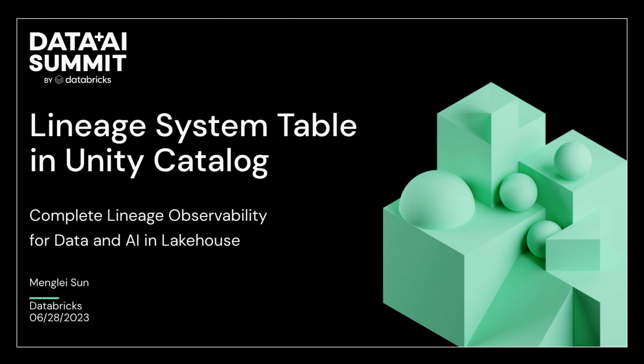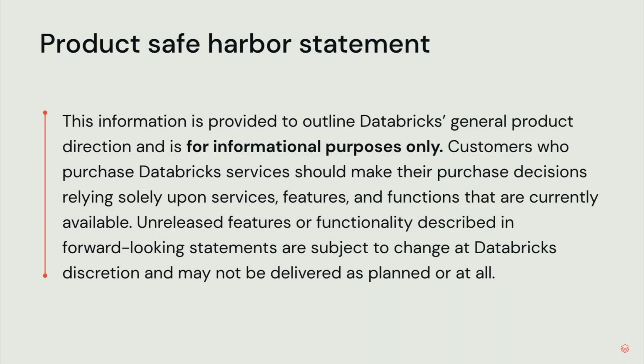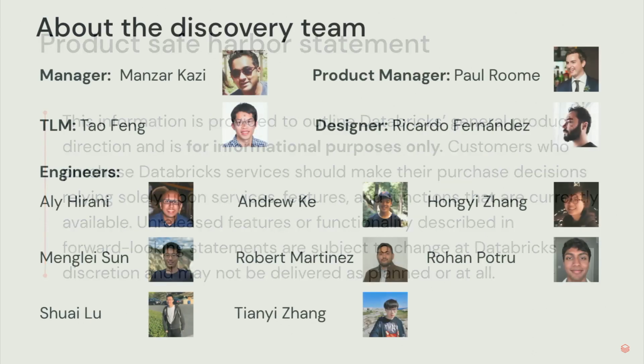Today, my topic is Lineage System Table in Unity Catalog. I'm excited to share our journey towards complete lineage observability for data and AI in Lakehouse. What is lineage system table? What is lineage observability? I will walk you through during the session. Please be aware that unreleased features and functionalities are subject to change.